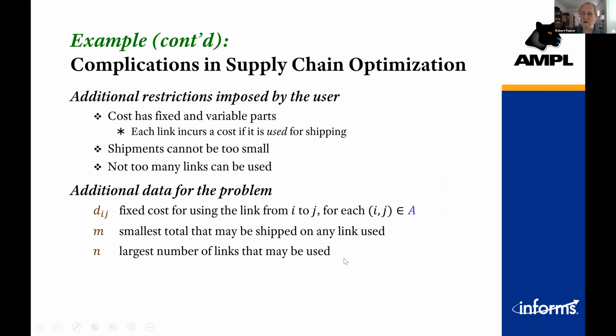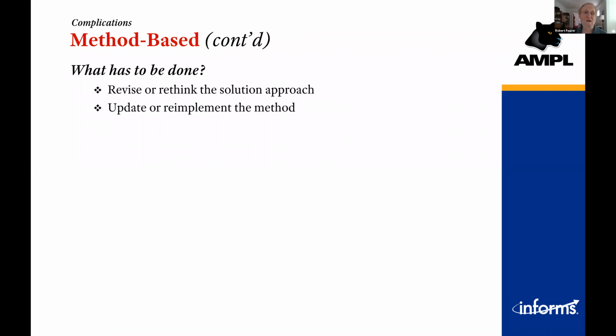And once it's come out that you need to actually put this into your model, you have to go back and consider what you're going to do in the method-based or the model-based approach. If we go back to the method-based approach, now that we've made things more complicated, we have to revise or rethink our solution approach to take this into effect. And then we should update or re-implement our program.